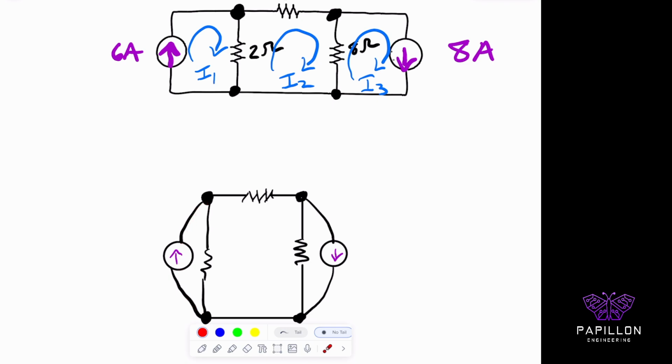So hopefully it's a little more obvious that the 6 amps is definitely isolated here, right? And so is the 8 amps, definitely isolated here. No contribution from this branch. And I'll show you the other.